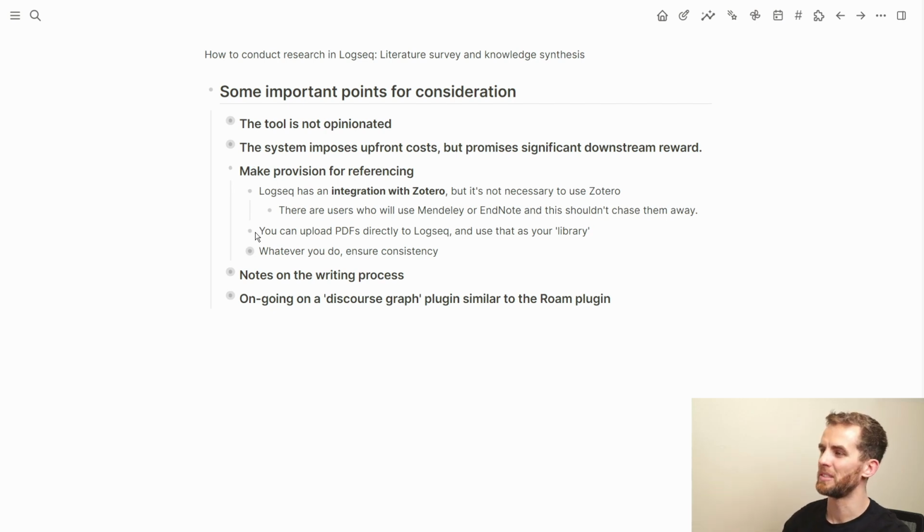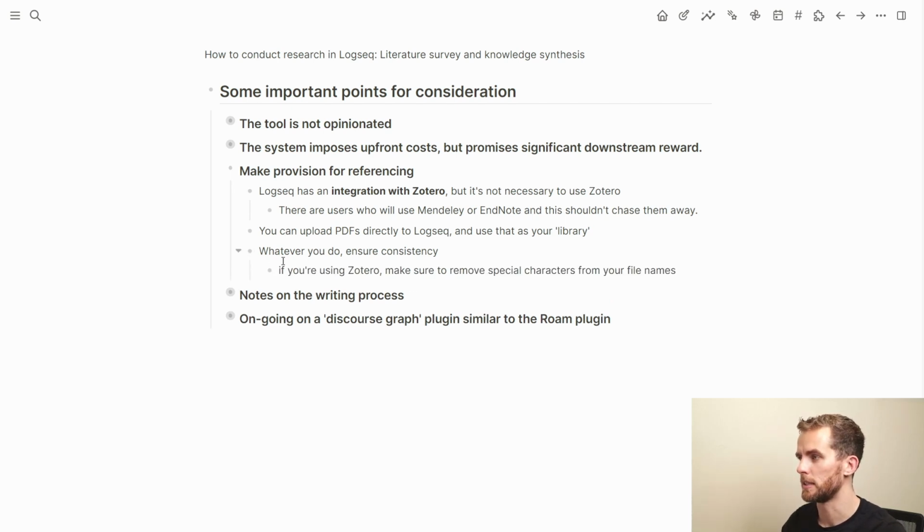I think as long as you're consistent, this is the last point here, this consistency is very important. Obviously you can upload PDFs directly to Logseq and use that as your library. For the people who are going to ask, you can only do that in the desktop application, you cannot do it in the web app. Okay, so whatever you do, ensure consistency.